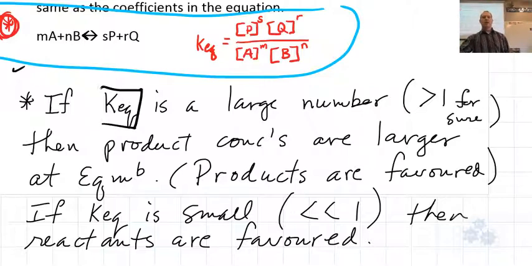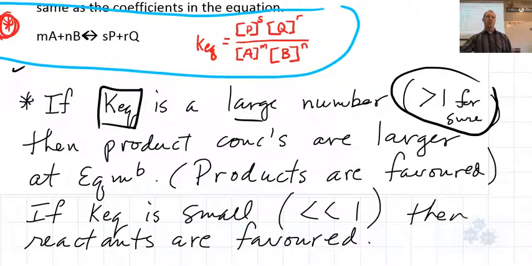If the KEQ, and remember the KEQ is just a constant, it's a number. Sometimes it's really small, sometimes it's really large. If it's large, that is greater than 1, and usually large is not just 1.1. It's usually quite a bit larger, 10, 50, 100, something like that. Then what that means is that the product of the concentrations of, in this case, P and Q, which are the products, so the product concentrations are much greater at equilibrium.